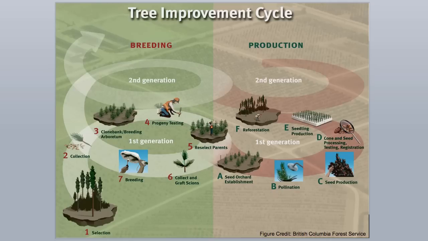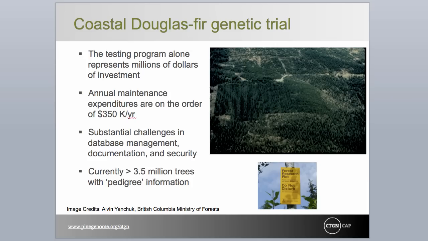Formal tree improvement programs around the world have relied on the cycle of breeding, testing, selection, and production for the better part of the last 70 years and have made remarkable gains for most traits targeted for improvement. However, the gains made have occurred at considerable cost and time invested, and in recent years, support for large integrated tree improvement programs has waned.